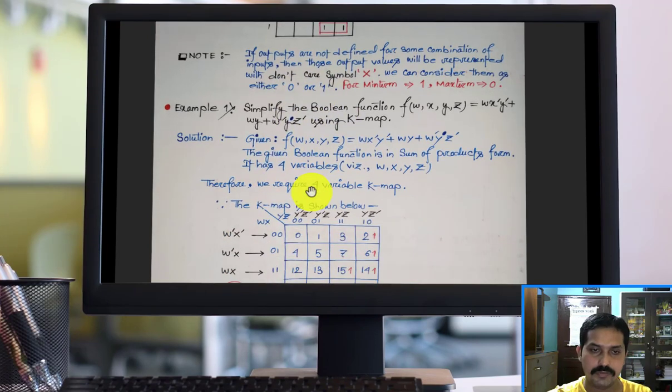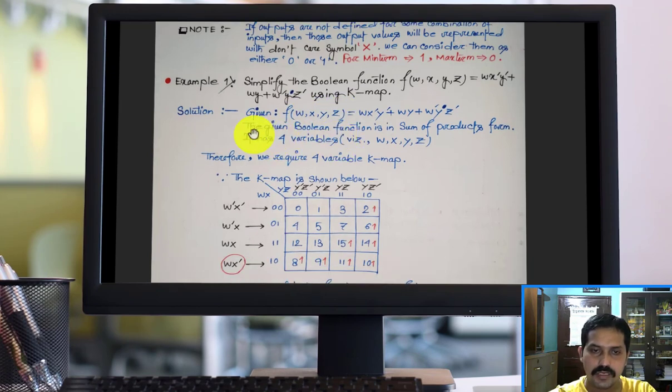Now come to an example. Here the question is: simplify the Boolean function f of w x y z equals w x' y' plus w y plus w' y z' using K-map. So I have written here, given f of w x y z equals w x' y' plus w y plus w' y z'. Okay, you should use capital letters for representing Boolean variables. Now the number of Boolean variables here is 4, right? So 4 means 2 to the power 4, that is 16 cells will be here.